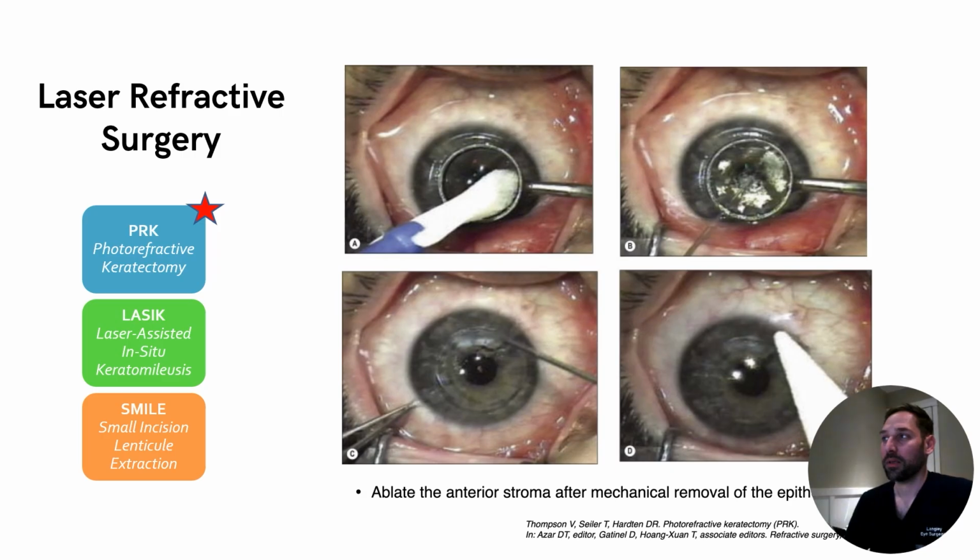This is what it looks like. You can use a sponge or a ring. This is a well, so you put a few drops of alcohol into the well, and then you remove with a spear or with a small blunted blade the surface cells, exposing the underlying Bowman's membrane, and then you apply the laser to the bed.